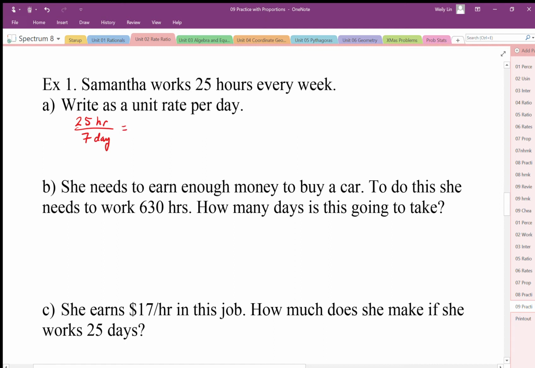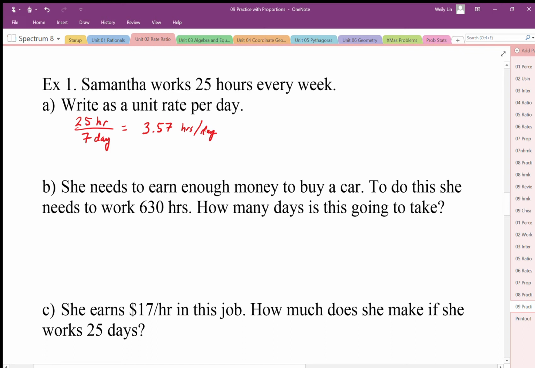We could also use our multiplication method where we are keeping track of units and do it that way as well. This way is probably simple enough, and we can get a unit rate fairly easily this way. And I'm getting a calculation of 3.57, okay, and that would be hours per day. So on average, she's working 3.57 hours per day.